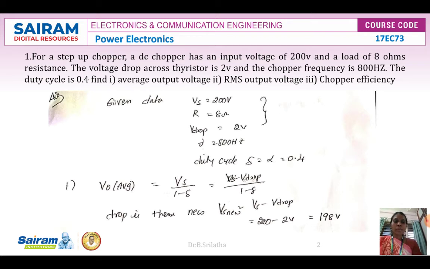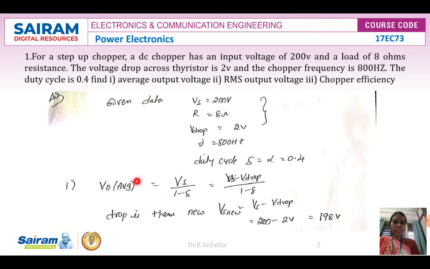Whatever the problem, first you write down the given data. So what is the given data? They gave the source voltage Vs is 200 volts, load resistance R is equal to 8 ohms, voltage drop V drop is 2 volts, chopper frequency f is equal to 800 Hz, and duty cycle delta is equal to 0.4. This is the given data, and then we need to find the unknown parameters. The first is V naught average, V RMS and chopper efficiency.